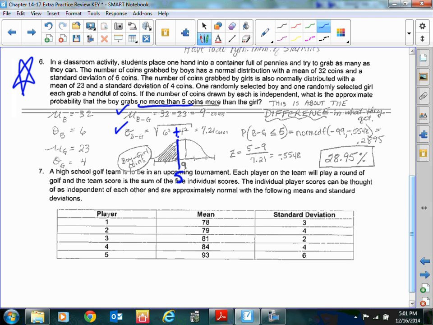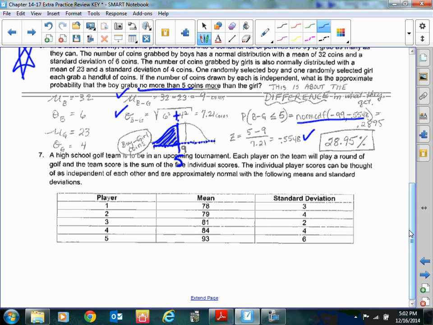Okay? And here, the boy minus girl is less than 5. Here, boy minus girl is higher than 5. So I want the left because I want where the boy minus girl is no more than 5. So I have that z-score here, and then I do the lower portion of it. So I norm CDF from negative infinity to negative 55 or 0.5548.